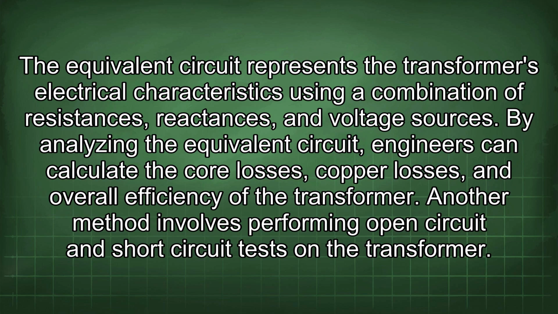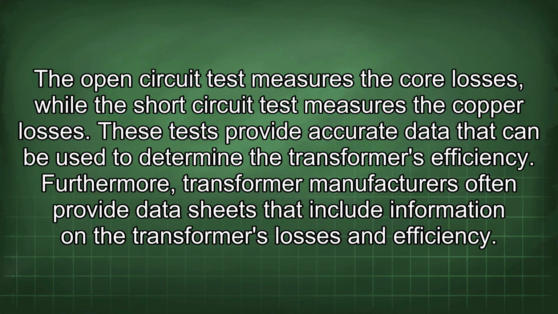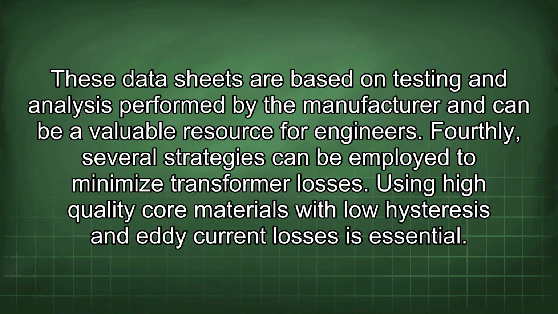Another method involves performing open circuit and short circuit tests on the transformer. The open circuit test measures the core losses, while the short circuit test measures the copper losses. These tests provide accurate data that can be used to determine the transformer's efficiency. Furthermore, transformer manufacturers often provide data sheets that include information on the transformer's losses and efficiency. These data sheets are based on testing and analysis performed by the manufacturer and can be a valuable resource for engineers.